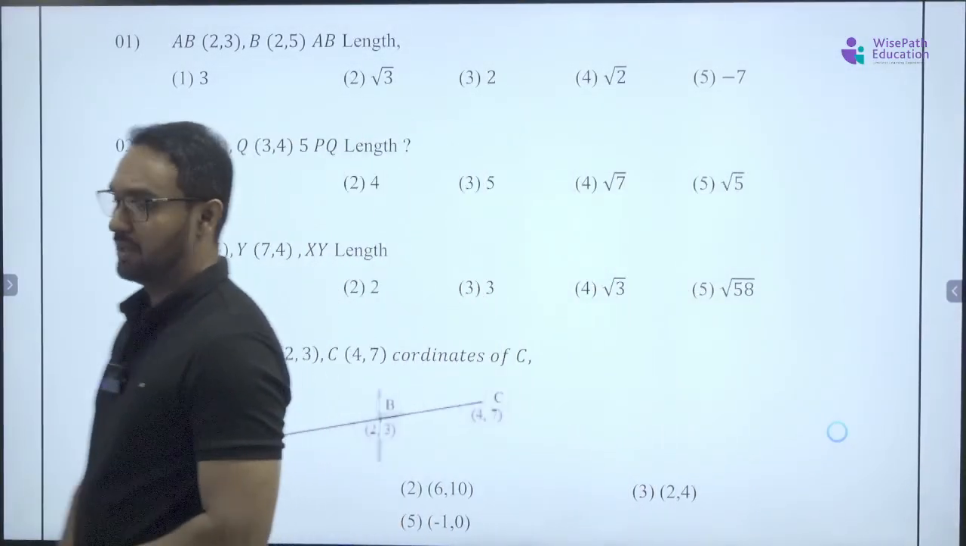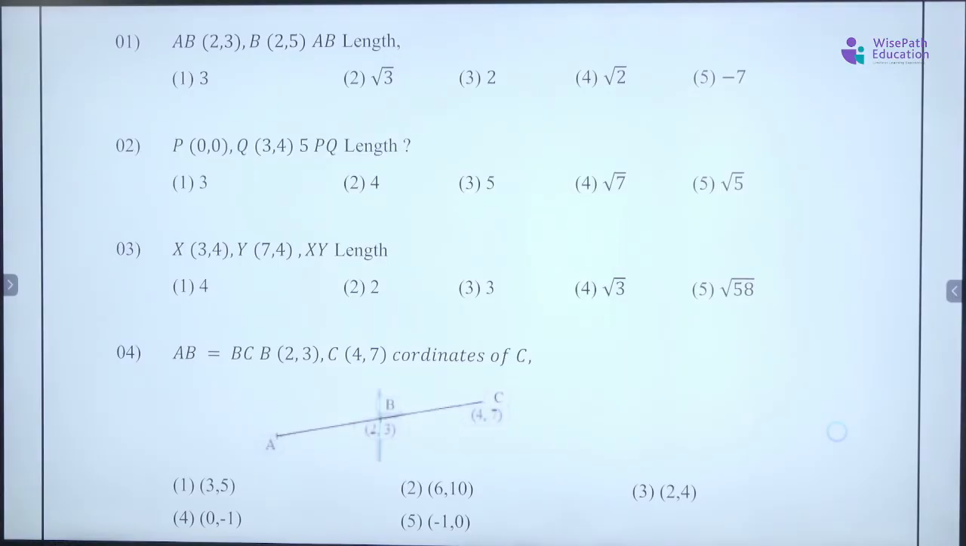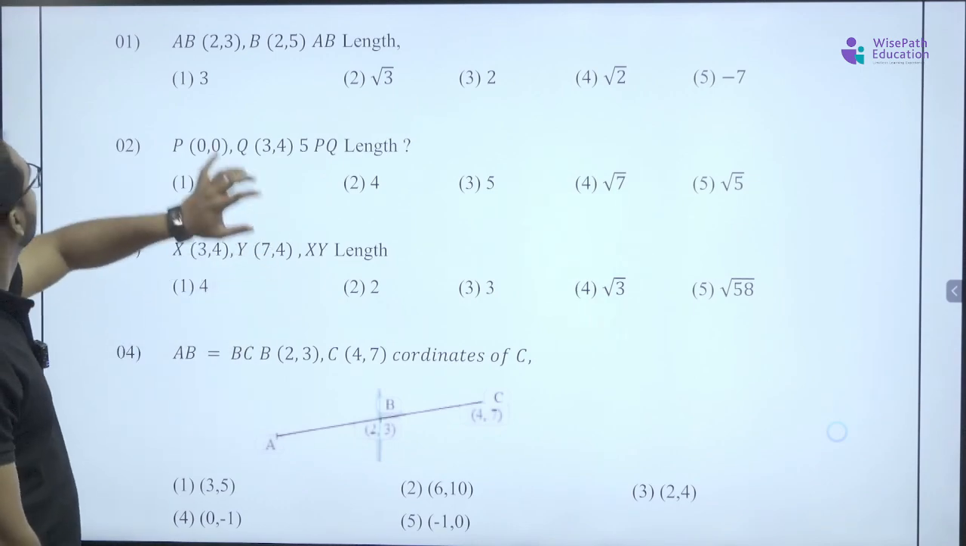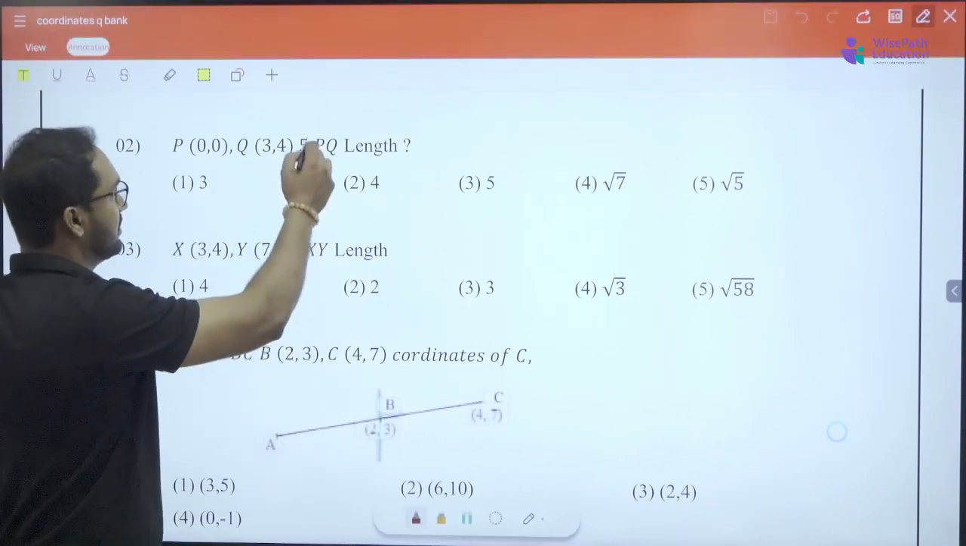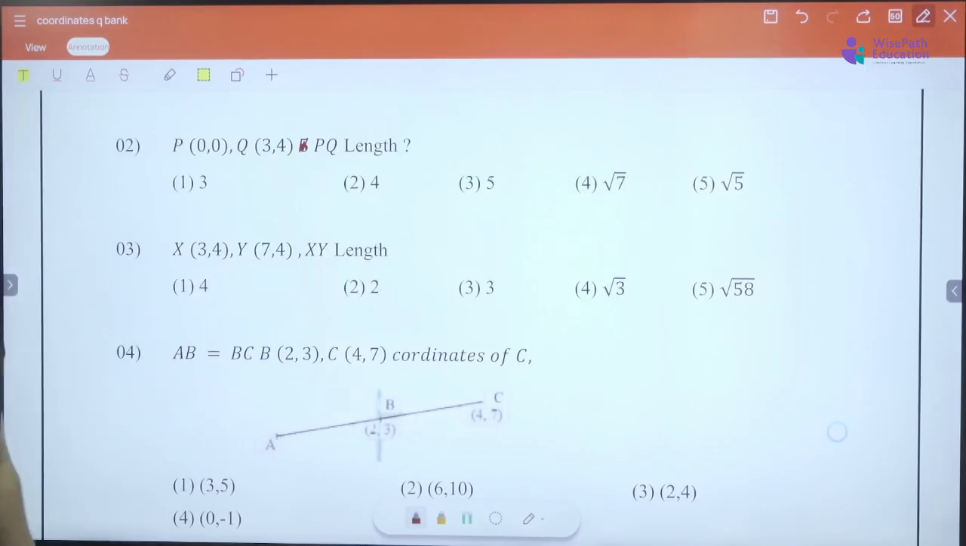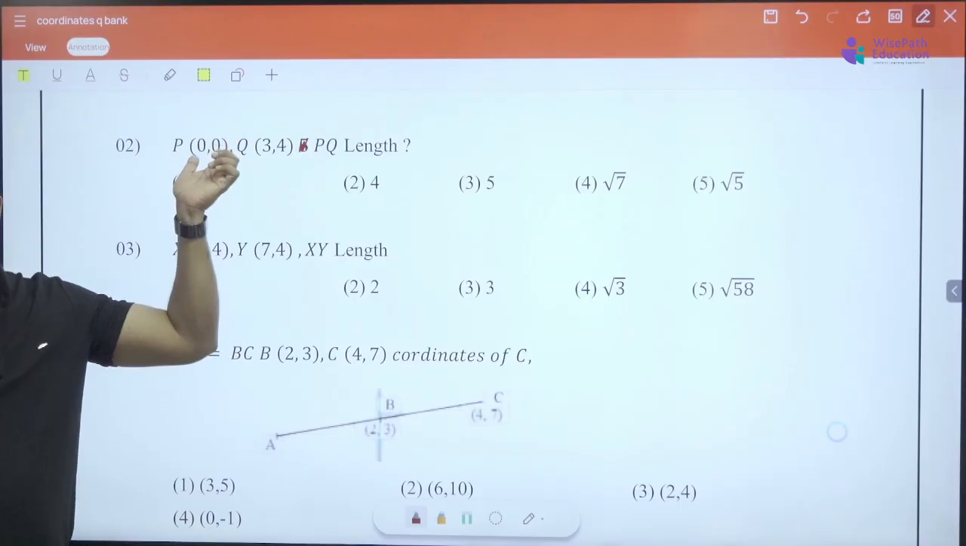So it's the same type of question. The next one: the P coordinate is given as 0, 0, that is the origin, and Q is 3, 4. They are asking for the PQ length, right? Now the 5 here is a mistake, there is no 5 here. So the P coordinates and the Q coordinates are given. They are asking for the PQ length, and it starts from the origin. That is why the 0, 0 is there.